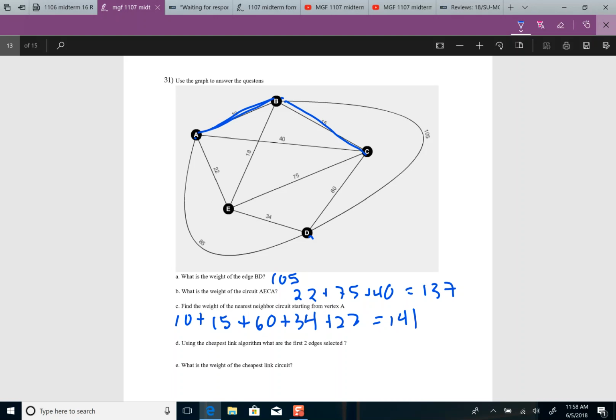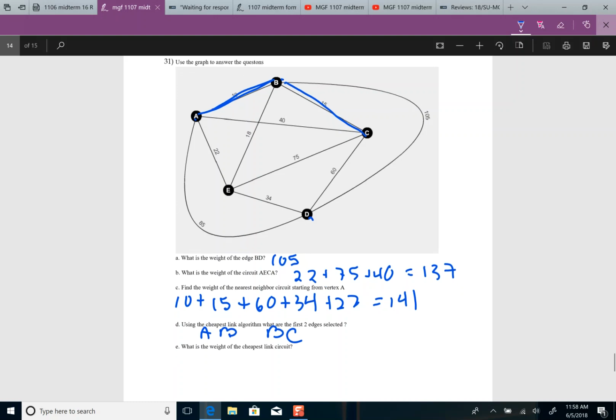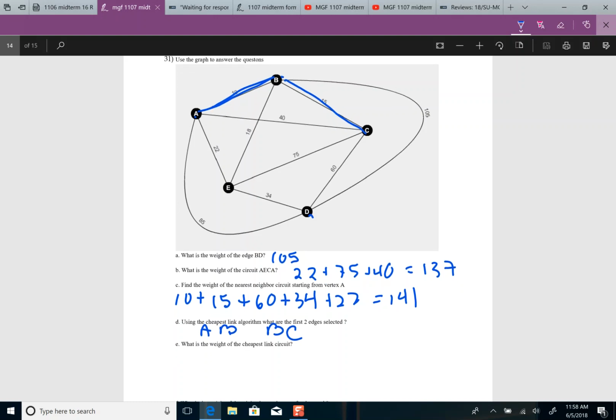Now notice there's not a starting point given there. That's okay. So A to B, and then B to C. But I want to say them separately and say, okay, these are the smallest two edges. That would be my start. All right. And then in E, it says, what is the weight of the cheapest link circuit? So let's just go ahead and finish this one off is what it says.